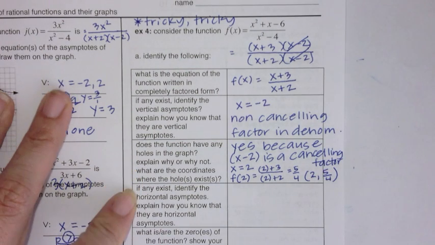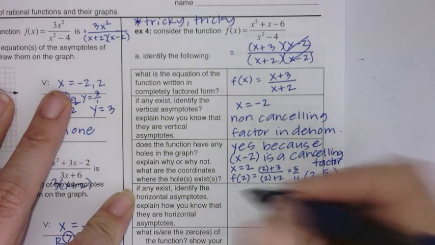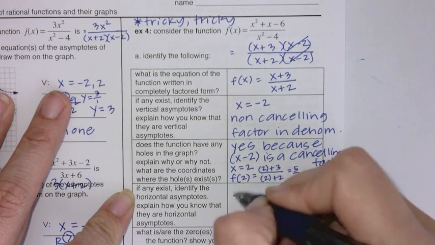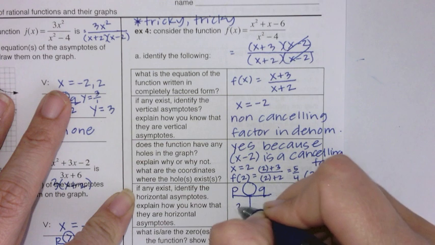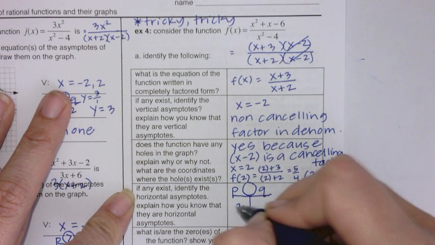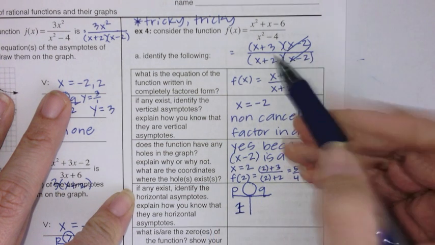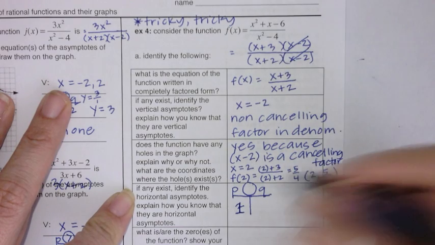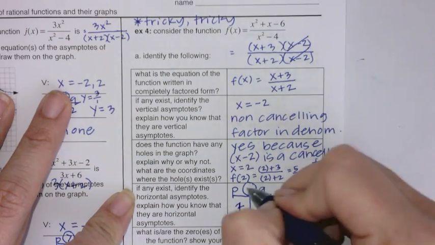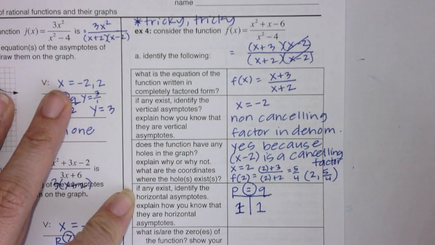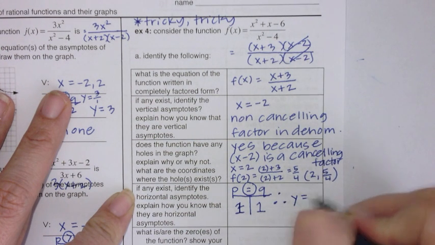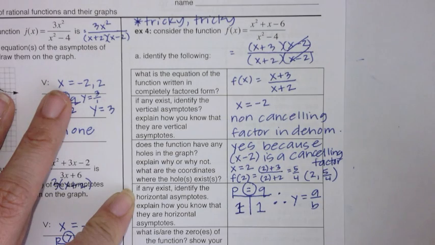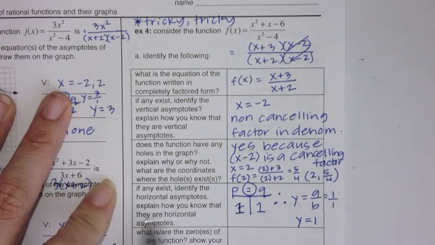Sweet. If any exist, identify the horizontal asymptotes or end behavior asymptotes. So we have P and Q. P is 1. We're going to go based off of that right there. So P is 1, Q is 1, so they are equal. So it is the ratio of their leading coefficients. So therefore, we're going to write y equals a over b, which is 1 over 1. So y equals 1. So it says explain how you know.